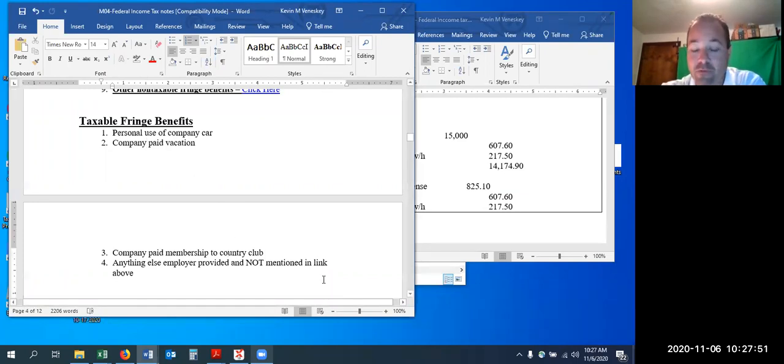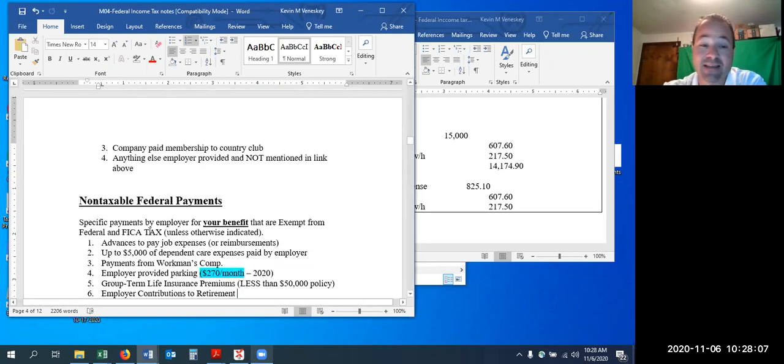If they pay for your membership, let's say you're pretty high up in salary, and you sign the contract that you're going to come work, it says you're going to be paid 100 grand plus have membership paid at the local country club, that would be added into your total taxed income. And basically anything that's not listed as specifically exempt is taxable. I just listed a few of the items there.